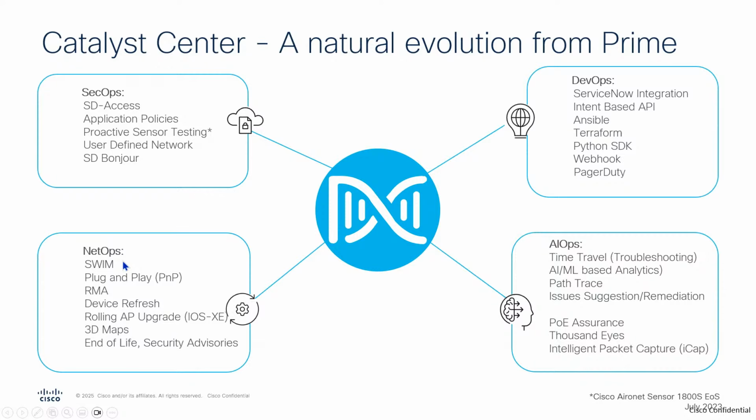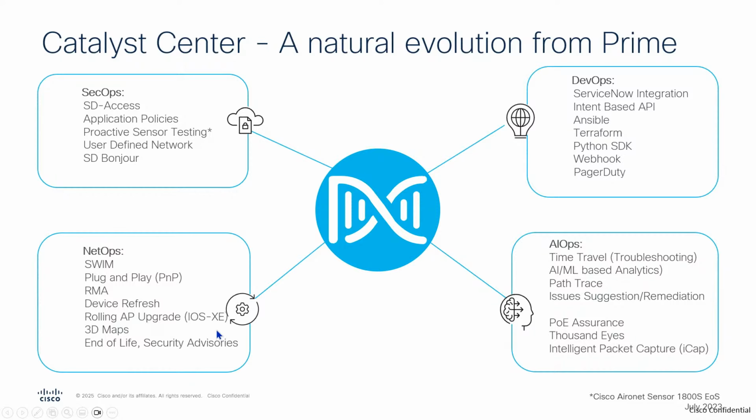And then we have our NetOps realm, which is more of the automation side of things. SWIM, which is software image management. This is the image management feature that I was talking about. We also have plug and play, which helps with automating and onboarding network devices, both wired and wireless, into your network. And it works in conjunction with SWIM to make sure that the devices getting onboarded into your network get the correct golden image.